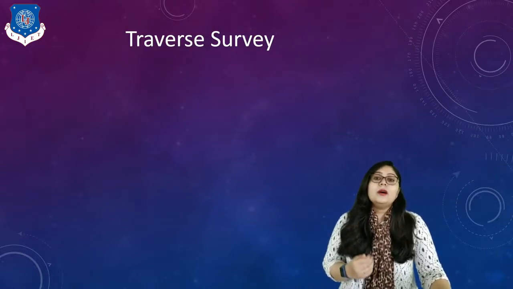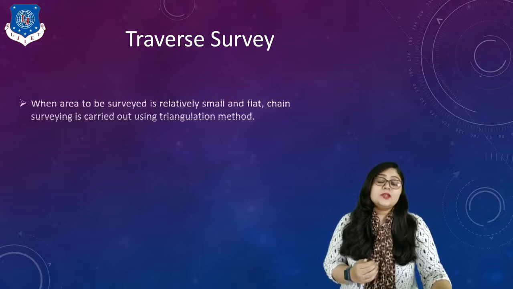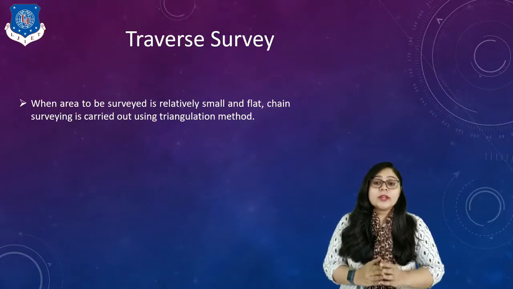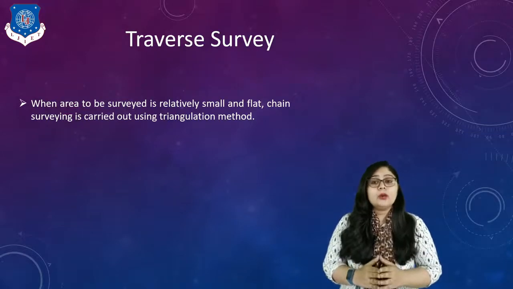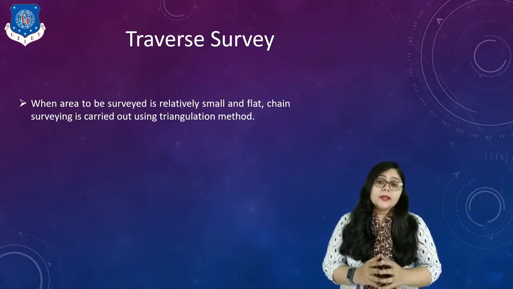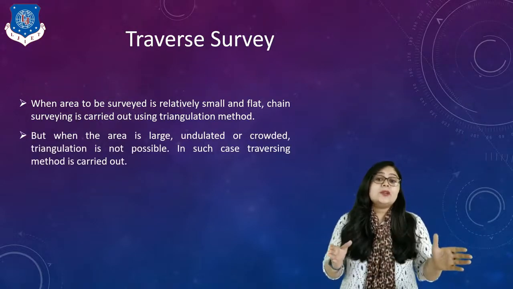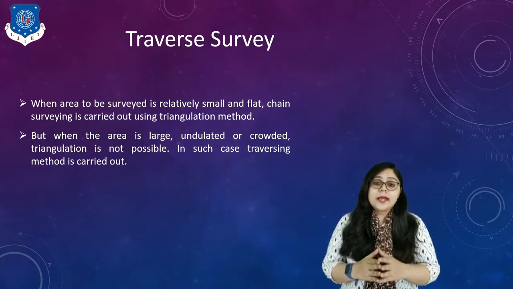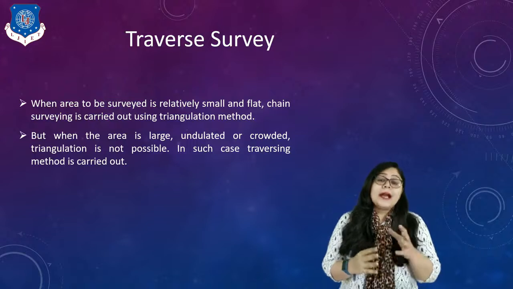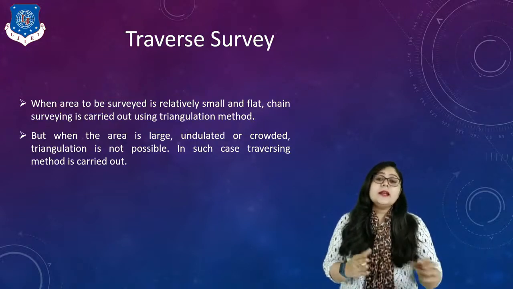We already know triangulation survey in linear measurement. Now let's discuss traverse survey in detail. Generally, when the area to be surveyed is relatively small or flat, chain surveying is carried out using the triangulation method, right? That is known to us. But when the area is large and undulated, meaning the ground surface is uneven, or crowded, triangulation is not possible. In such a case, the traversing method is carried out.